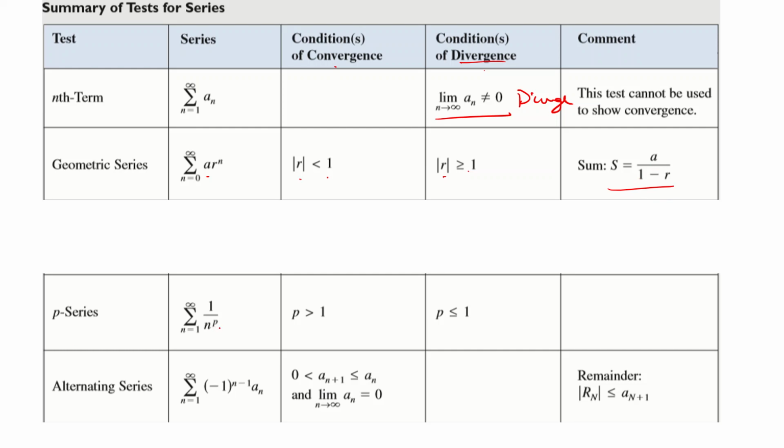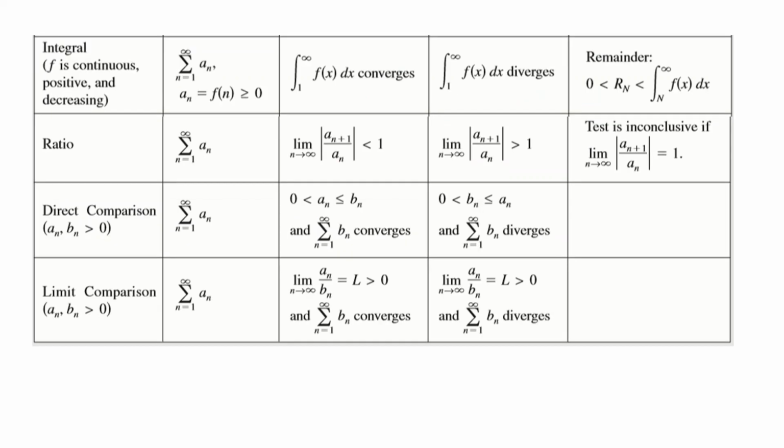The p-series, it's a very special case, 1 over n to the p. If p is greater than 1, it converges. If p is less than or equal to 1, it diverges, like 1 over the square root of n. Alternating series, we need that it's decreasing, and we need that the limit goes to 0, and then it will converge. Otherwise, it diverges if those aren't met, and we can find the remainder of the sum there.